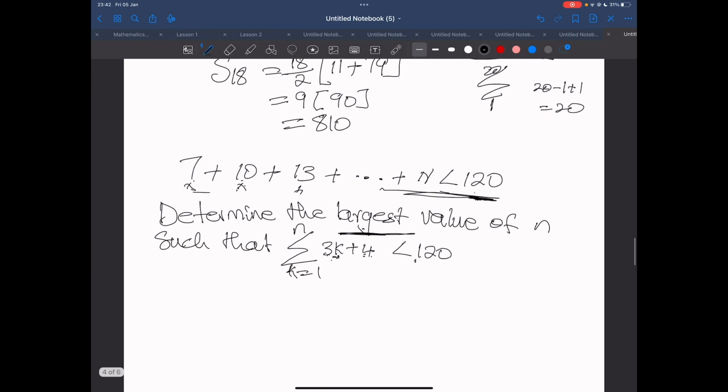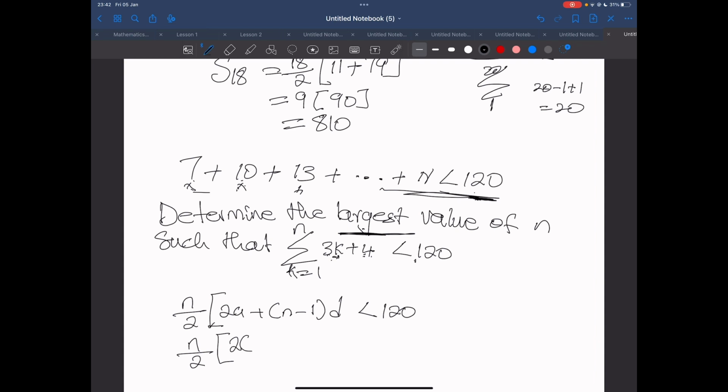So we are going to use the sum formula, which is n over 2 into 2a plus (n minus 1)d. So when we add this, it must be less than 120. Right, this is one of those challenging questions. We need to be careful when dealing with this type, but it actually becomes easier if you can just understand it.